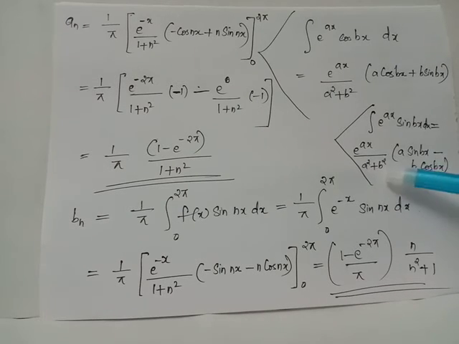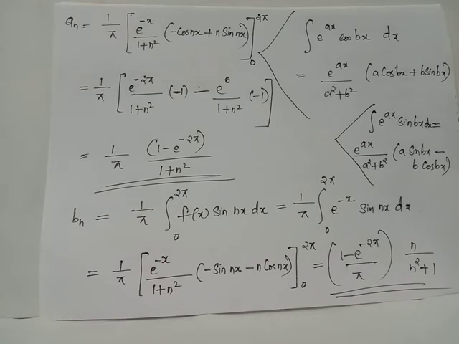Hence, this expression can be rewritten as e raised to minus x divided by 1 plus n square multiplied to minus sin nx minus n cos nx. When you give upper and lower limit to the term minus sin nx, it will become 0. We have similar calculations here as discussed previously and thus we will get bn equals 1 minus e raised to minus 2 pi divided by pi multiplied to n by n square plus 1.